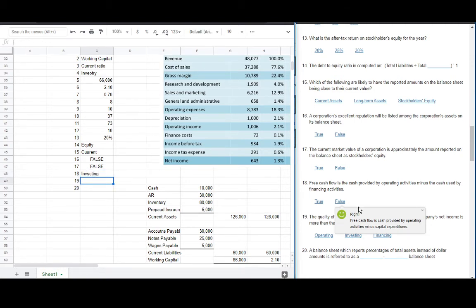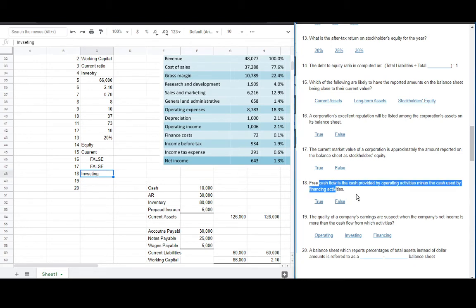What are financing activities? This is when we borrow a note from the bank, we pay long-term debt, or issuance of equity. The investing activities, this is the purchase of long-term equipment, and the sale of it. Let's continue. The quality of a company's earnings are suspect when a company's net income is more than the cash flow from which activities. The answer is operating.